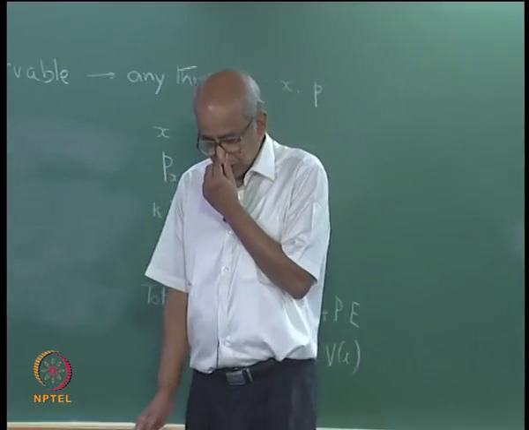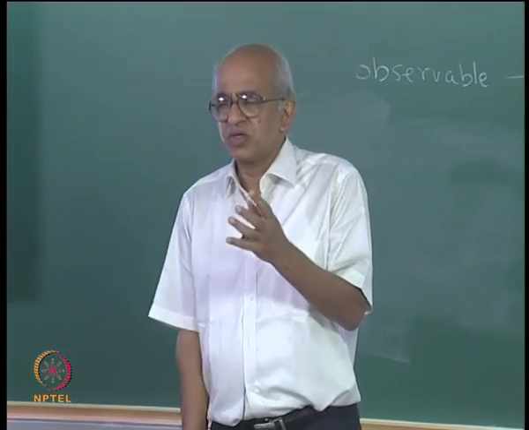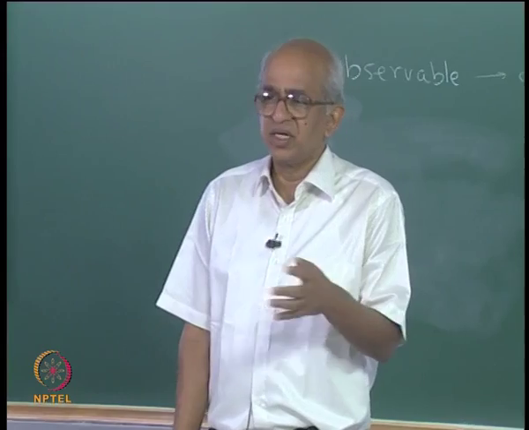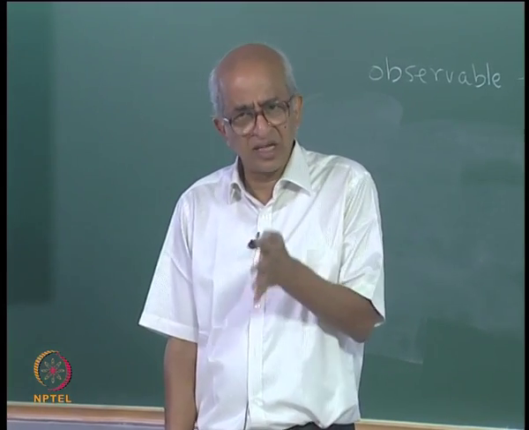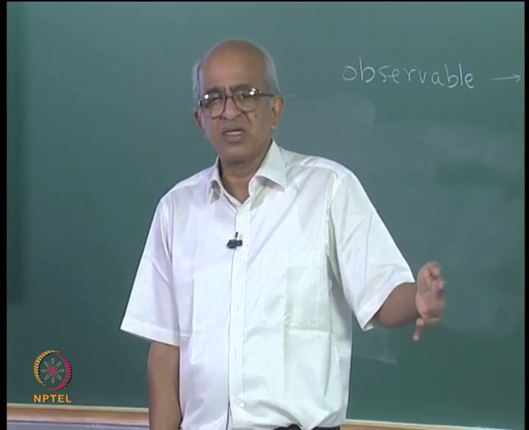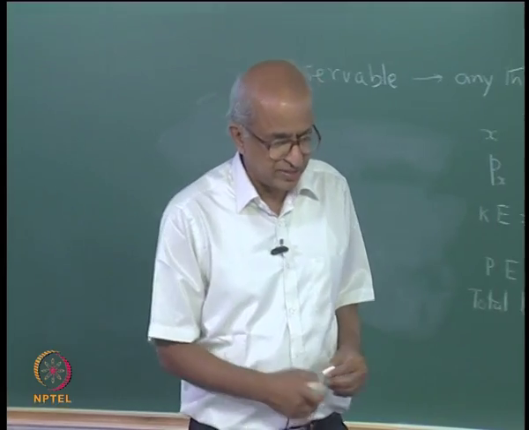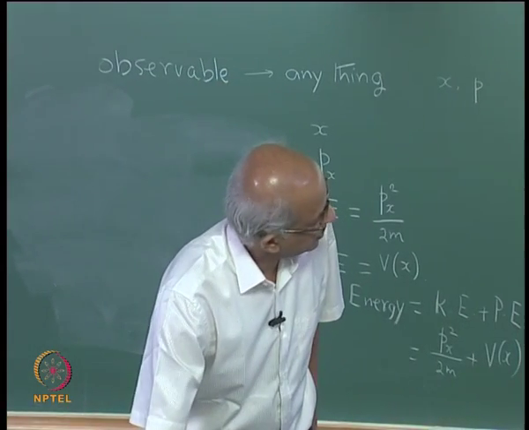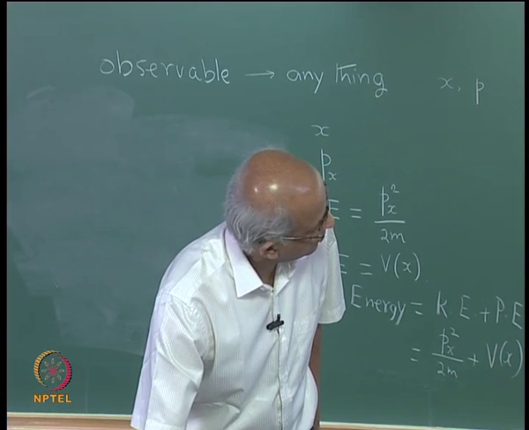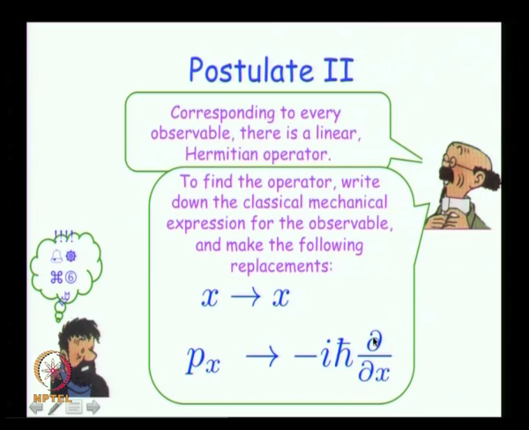Now, see this postulate is saying that if you give me any observable like position or momentum or kinetic energy, there is an operator associated with it. But the question is, how does one find the operator? The postulate also gives you the prescription for that. So, we continue this postulate. The second part of this postulate gives you a prescription for finding the operator.